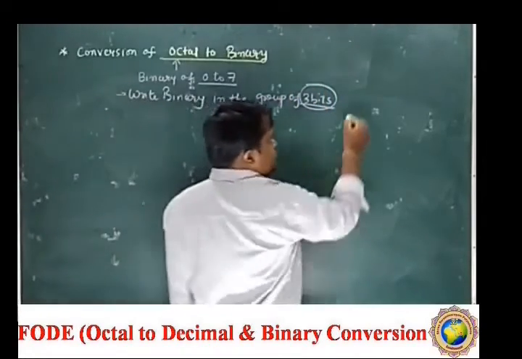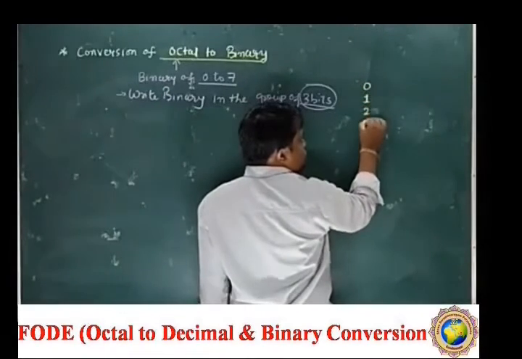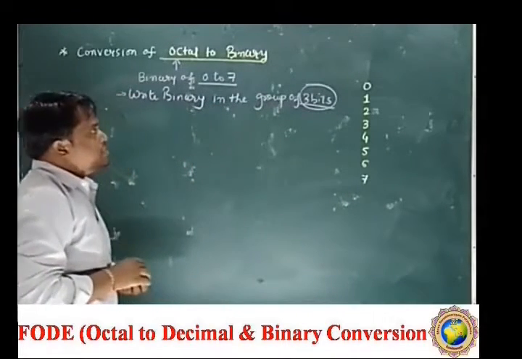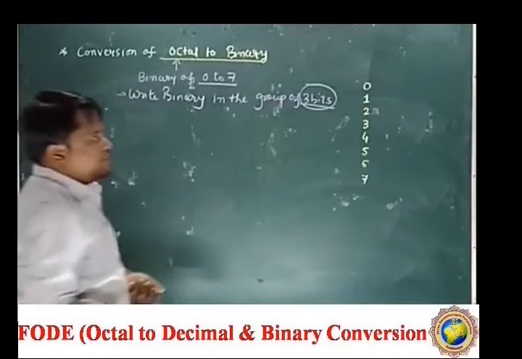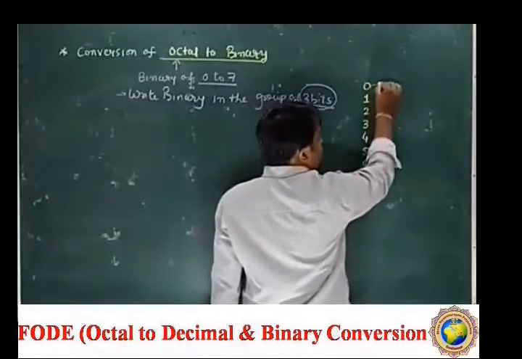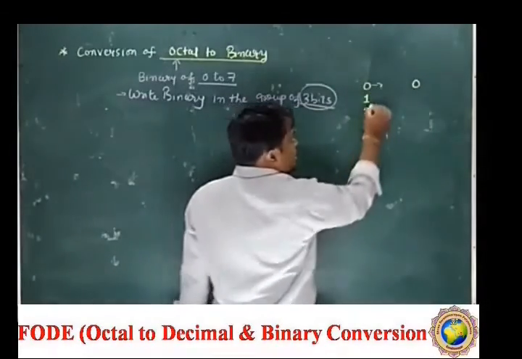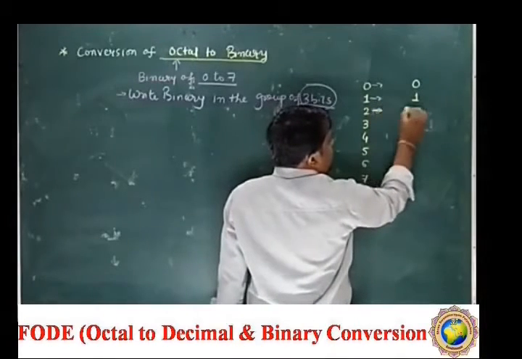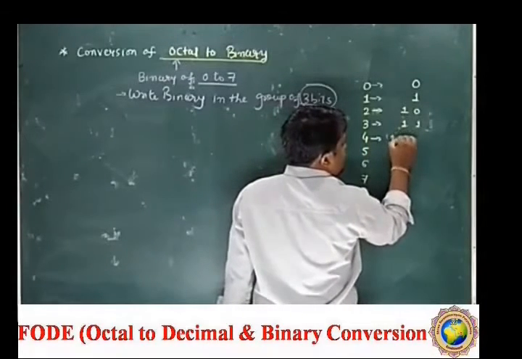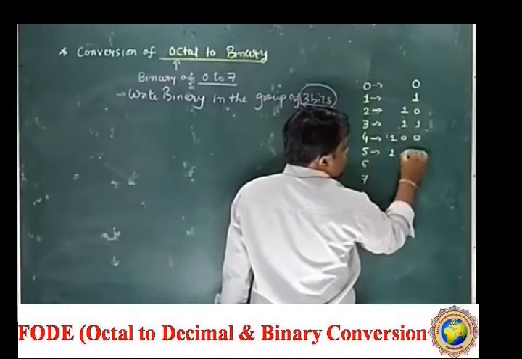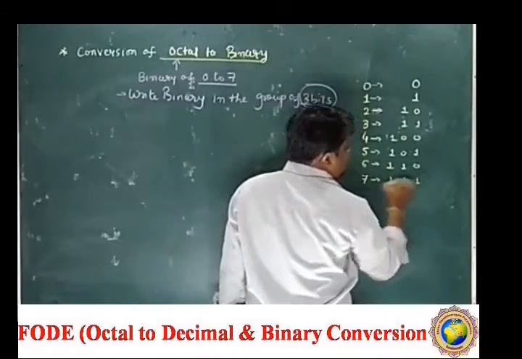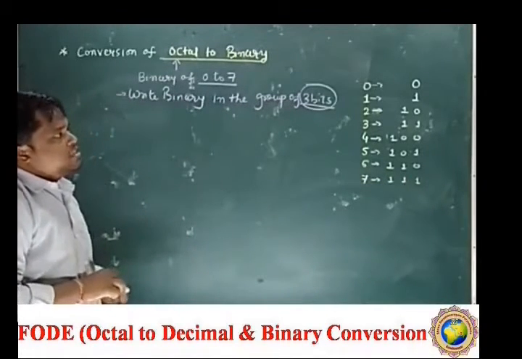We will see here, suppose we have the numbers 0, 1, 2, 3, 4, 5, 6 and 7. These numbers are known as octal numbers. The binary of 0 is 0. The binary of 1 is 1. Binary of 2 is 10. 3 is 11. 4 is 100. 5 is 101. 6 is 110. 7 is 111. These are the binary forms of 0 to 7.